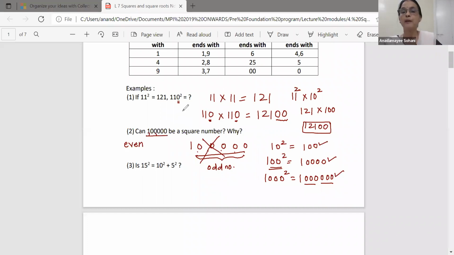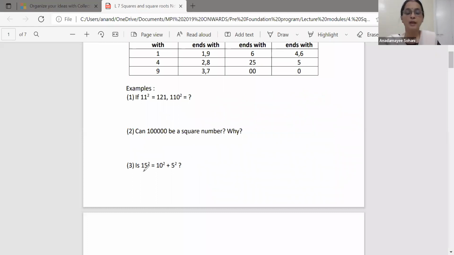Okay. Then, is 15 square equal to 10 square plus 5 square? Let us see. 15 square, there is a shortcut to find the square of numbers ending with 5. We know that any square root ending with 5, the last 2 digits are always 25. So see, for a square root ending with 5, straight away write 25 as the units and tens digits of the square number.